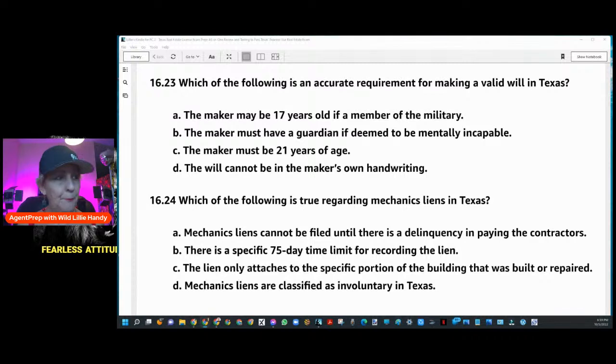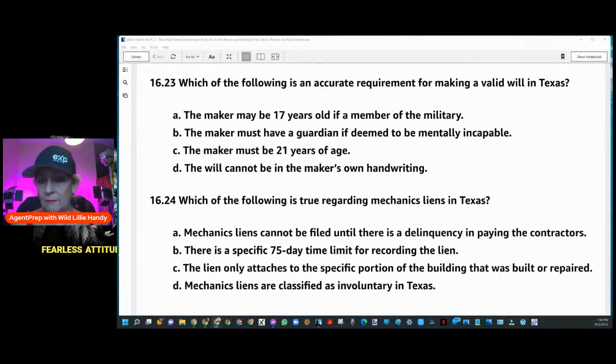So far, I've got a B. Okay, who else is here besides Jaylene? Yes, the answer is B. There is a specific 75-day time limit for recording the lien. So that's the statute of limitation. And they'll end up providing a document to the homeowner or whoever they're doing mechanics work or contractor work for, letting them know that, yes, they will be filing a lien if they don't get paid.